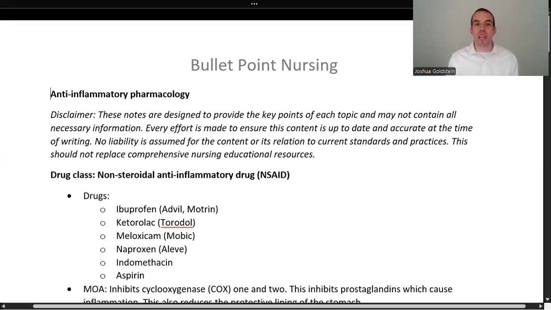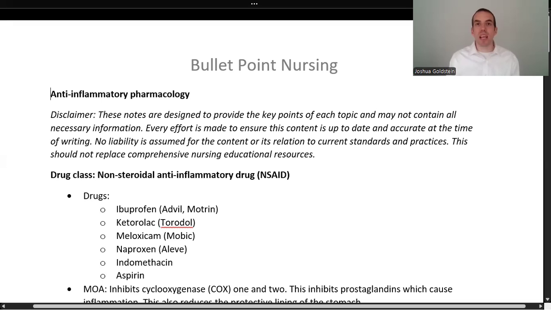The mechanism of action of NSAIDs is that they inhibit COX-1 and 2, cyclooxygenase 1 and 2. These are enzymes. These enzymes produce prostaglandins, which cause inflammation. Thereby, it reduces inflammation. Thereby, they are anti-inflammatory medications.